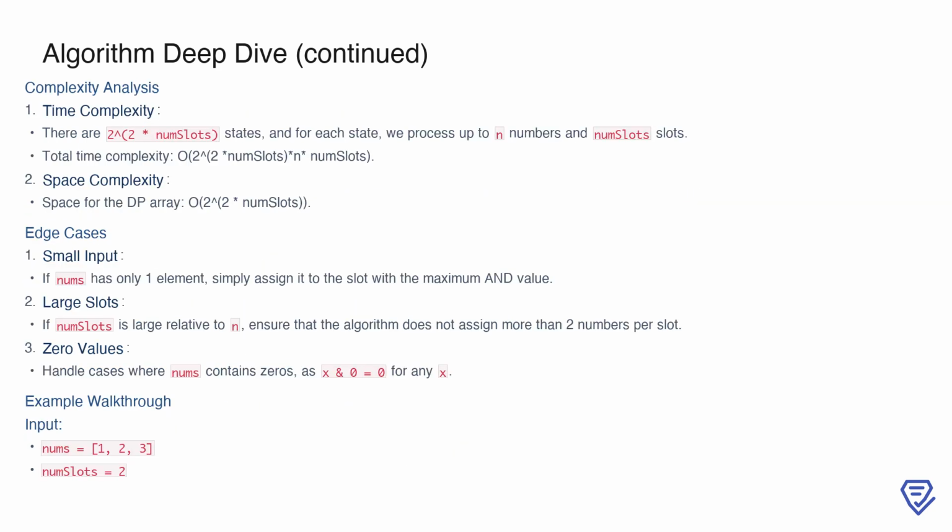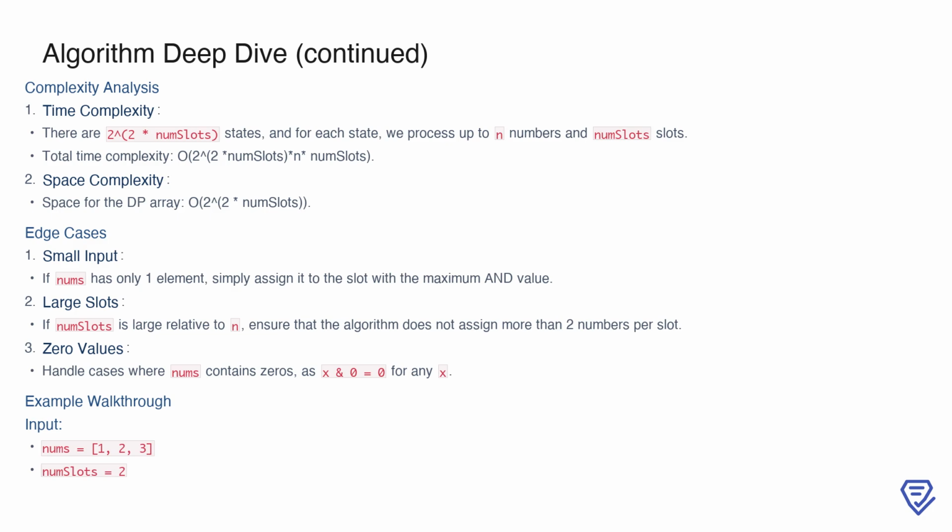Now, let's analyze the complexity of the algorithm. For time complexity, there are 2*2*numSlots possible states in the DP array. For each state, we process up to n numbers and consider assignments to numSlots. This gives us a total time complexity of 2*2*numSlots*n*numSlots. For space complexity, the primary cost is the DP array itself, which requires 2*2*numSlots space.